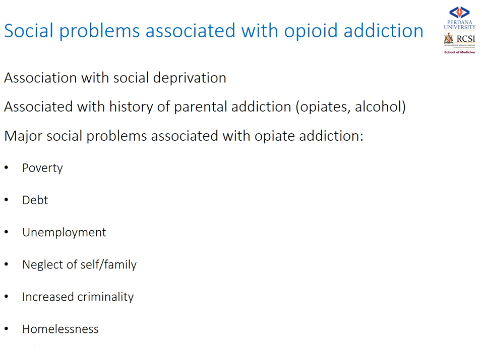There are lots of social problems enmeshed with opioid misuse. These are often associated with social deprivation, and often there's a history of parental addiction, both to opioids and alcohol. But the major problems associated with opioid addiction are those of poverty, debt, unemployment, self-neglect and neglect of family, increased criminality, and homelessness.